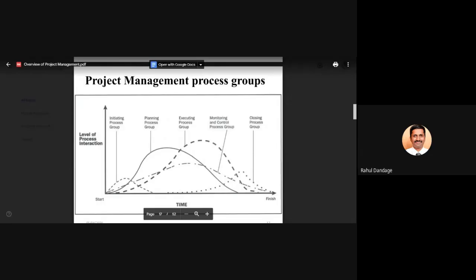So have you understood this? Have you understood the life cycle of a project, the various project management process groups, and the level of process interactions involved in these various process groups?